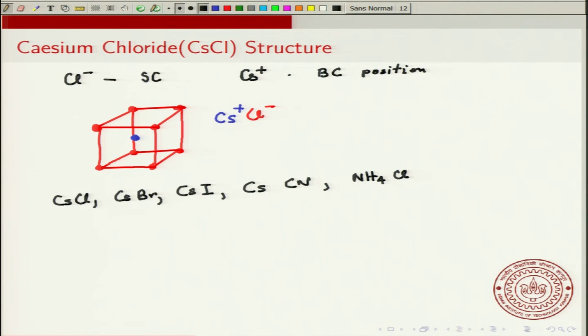So with this, I will conclude this lecture. In this lecture, we saw the crystal structures of several binary compounds, and we saw how we can understand them in terms of either a cubic close packed or a simple cubic arrangement of the anions, with the cations occupying the voids.